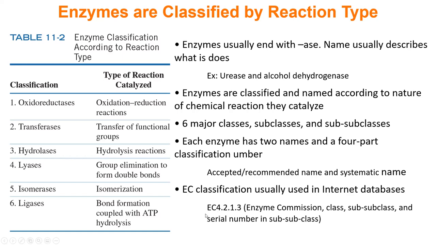So if you ever see a protein with an EC and four numbers, that's just a way to systematically log those enzymes. And don't worry, I'm not going to say I have a protein and it's EC 2, what type of enzyme is that? I don't care that you would memorize these. You could always look that up. Just know that we do classify enzymes by their reaction types.